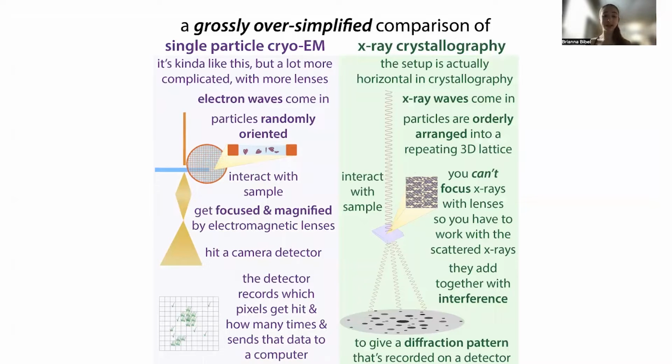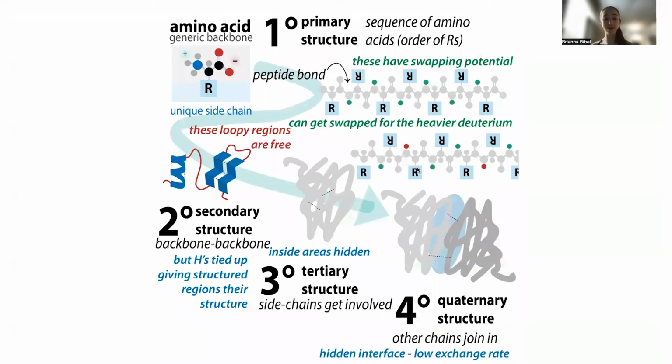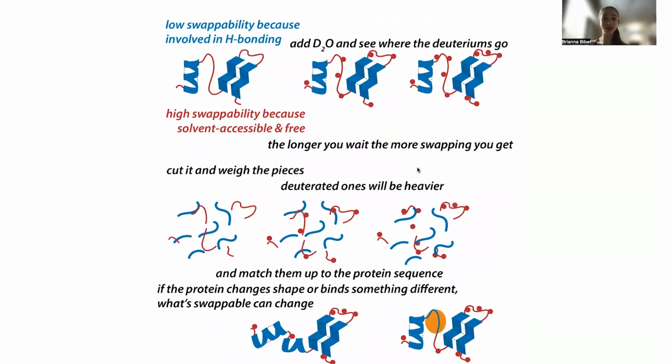There are also things like NMR, which is good for little things that are really flexible. Things like hydrogen deuterium exchange mass spectrometry, or HDXMS, where you use a heavy version of water to label more flexible parts of a protein. I actually used this in my PhD work.